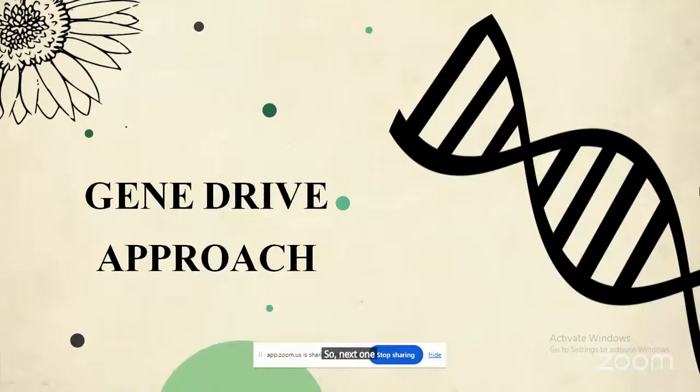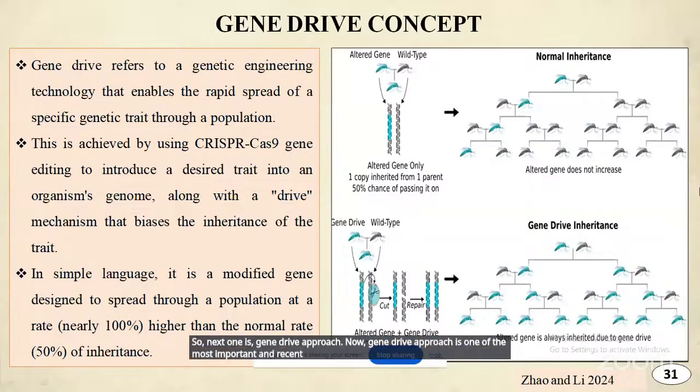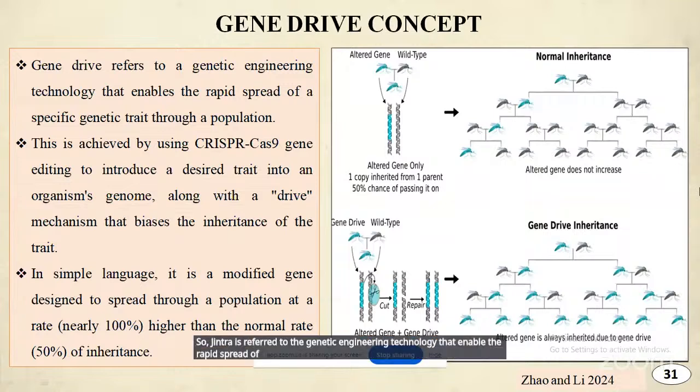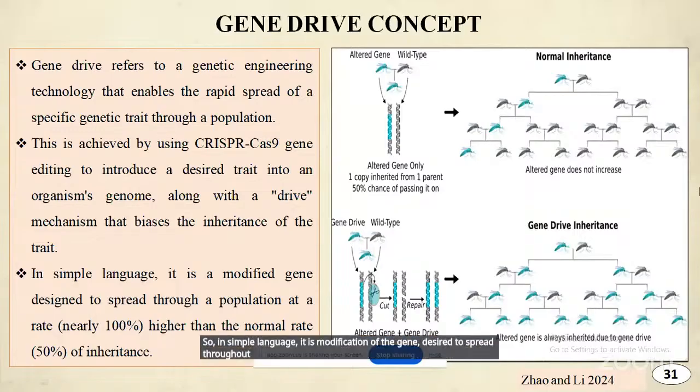So the next one is the gene drive approach. The gene drive approach is one of the most important and recent technologies. This has been done under clinical trial by the United States of America in, I think, 2022 and 23. Gene drive refers to a genetic engineering technology that enables the rapid spread of a specific genetic trait through a population. This is achieved by using CRISPR-Cas9 gene editing to introduce the desirable trait into an organism's genome, along with a drive mechanism that biases the inheritance of the trait. In simple language, it is the modification of a gene desired to spread throughout that particular population faster than the normal inheritance rate.